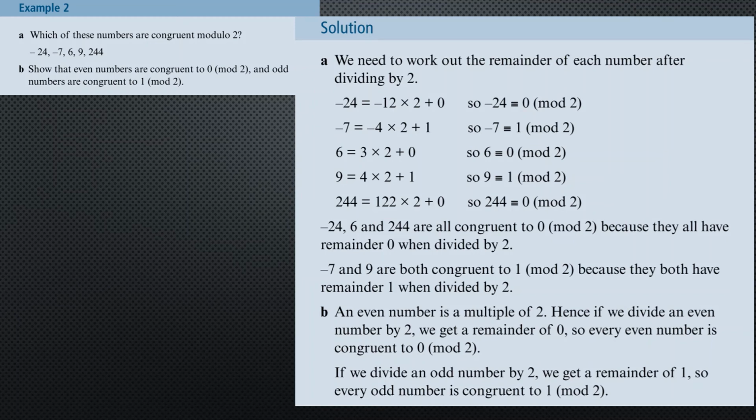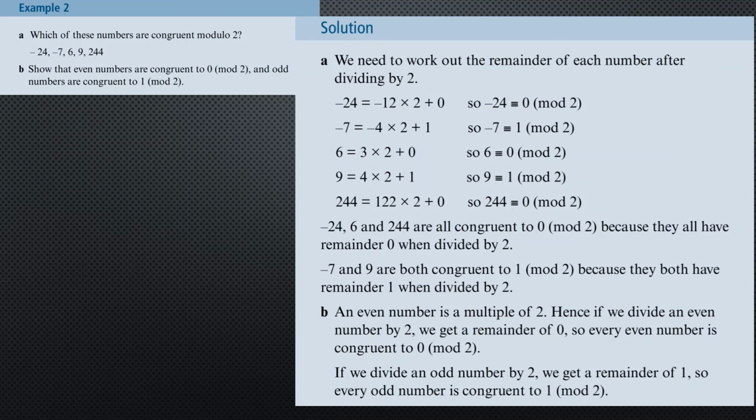As you can see, minus 24, 6 and 244 are all congruent to 0 mod 2 because they all have the same remainder of 0 when they're divided by 2. Minus 7 and 9 are both congruent to 1 mod 2 because they both have a remainder of 1 when divided by 2. So you may have seen the answer now to the second part of the question.